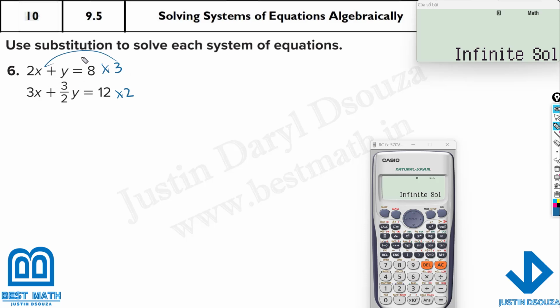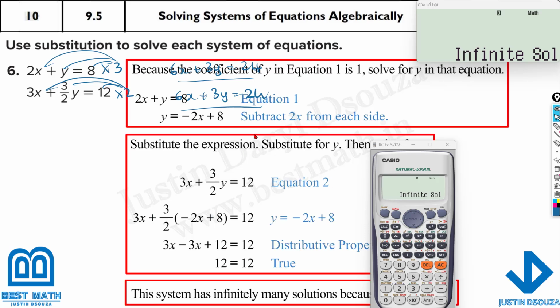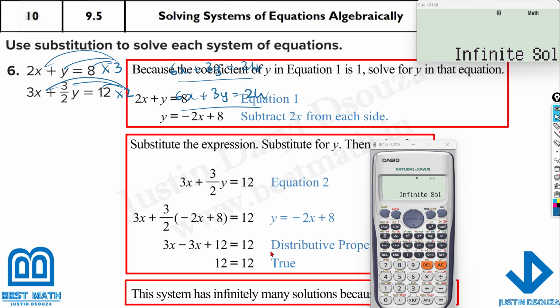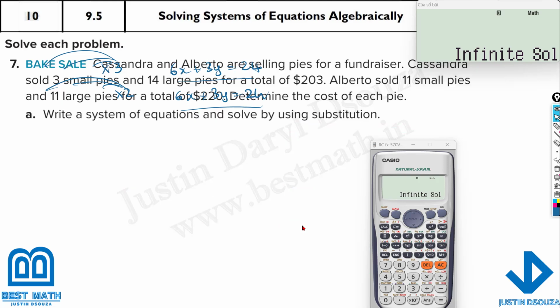So I'll just multiply 3 throughout, and it's going to be 6x plus 3y is equal to 24. What about this? I'll multiply 2 throughout. It'll be 6x plus 3y equals 24. Can you see they both are same? That means it's infinite solution here. They both are equal. Whenever you solve them and you get the same equation, that means it's literally the same line. It is consistent and it has infinite solution because every point on the line is a solution. So it's infinitely many solutions.